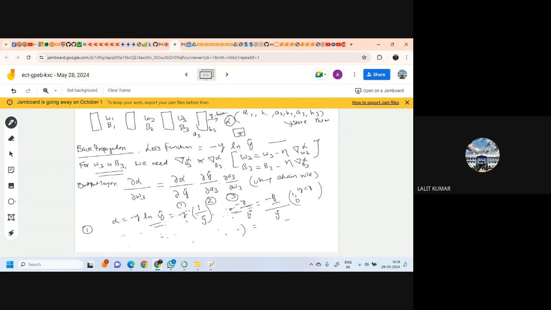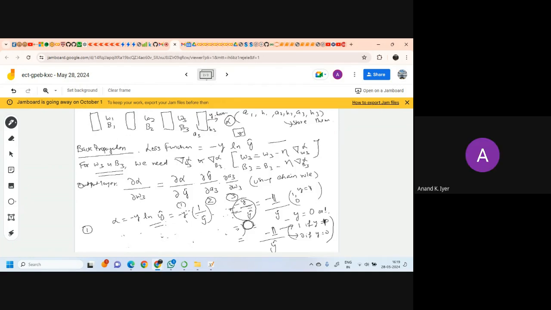But the professor has written it this way because y can have only two values, 0 or 1. In case it is 0, then this entire part becomes 0. If it is 1, then we can write it as minus 1 over y hat. So this value is 1 if y is equal to 1, and this is 0 if y is equal to 0. This is how we can write this.